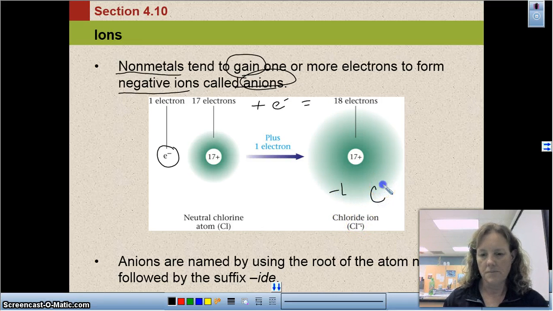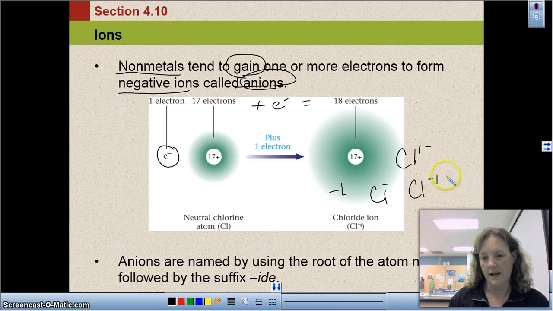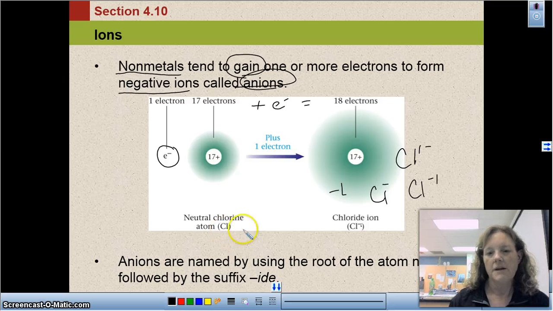So we write it Cl minus. Sometimes it's written as Cl1 minus. All those things indicate that it's an ion and it has a charge, and it gained an electron. We're going to learn in the next chapter how to name compounds, and those that become anions, what we do once they form this anion, we would take their root name and then we would change the ending to "ide." So this is called the chlorine atom. This is the chloride ion. We don't do that with the positives, just with the negatives.